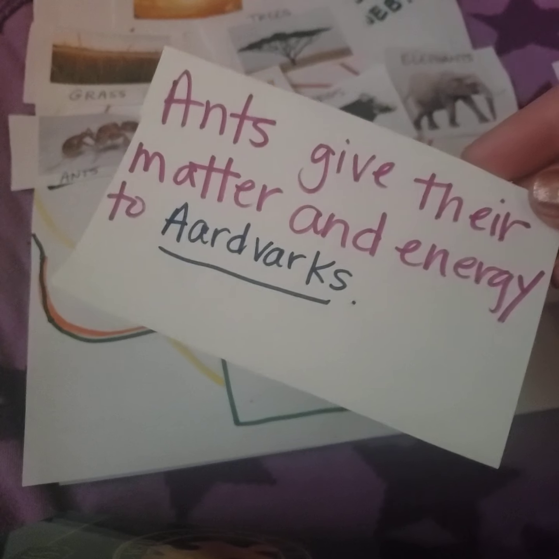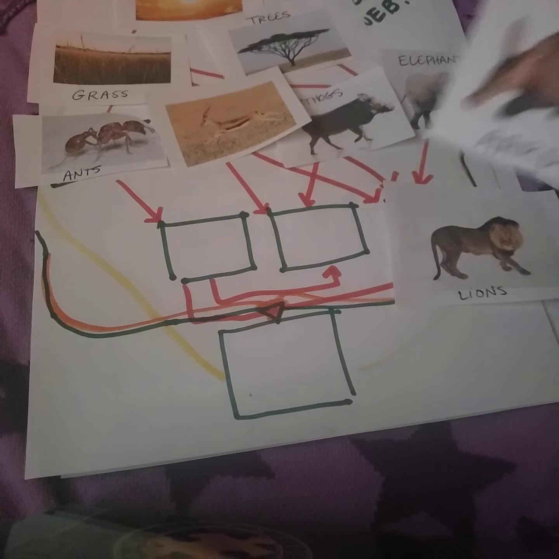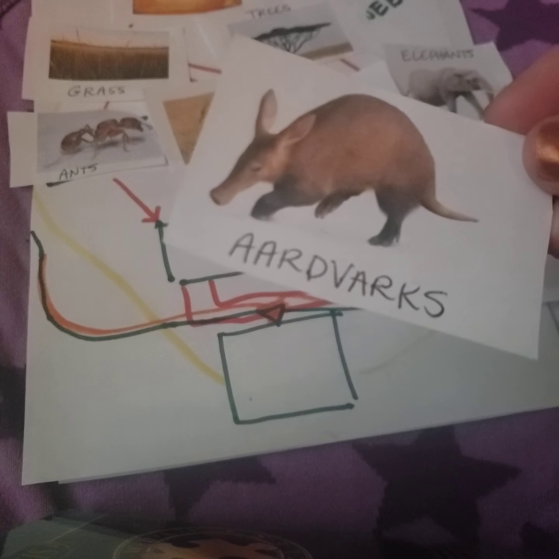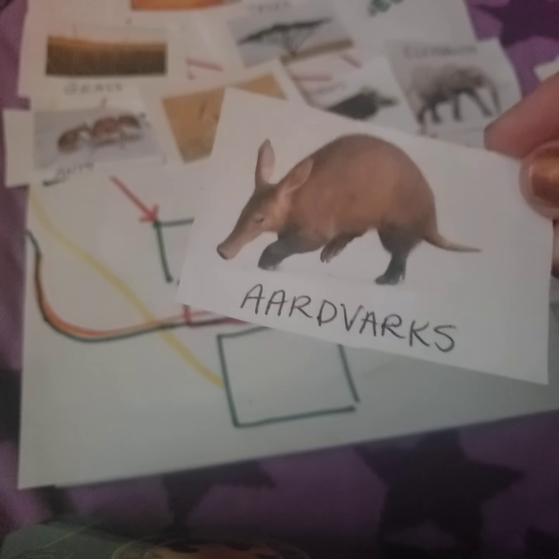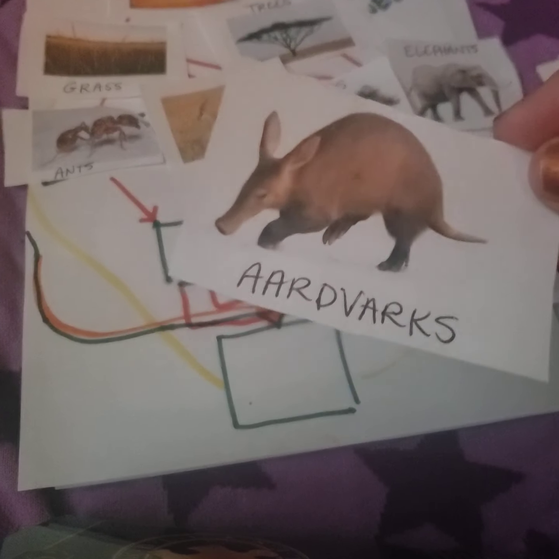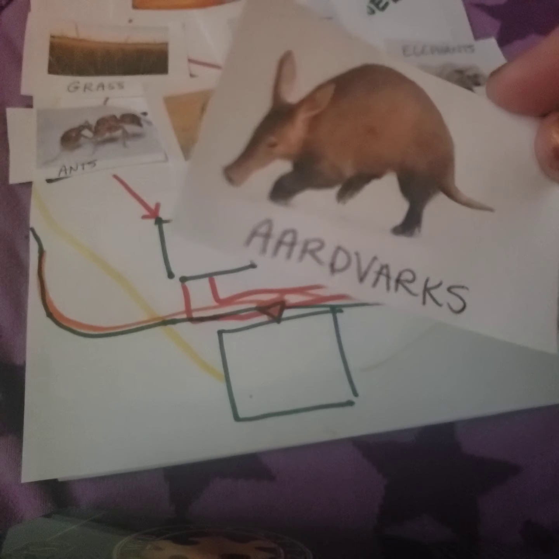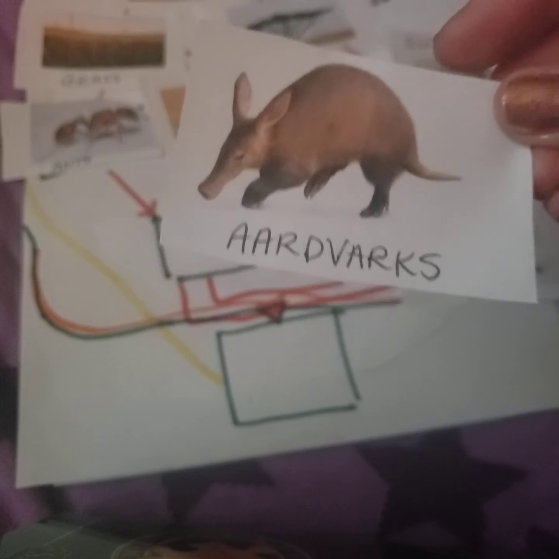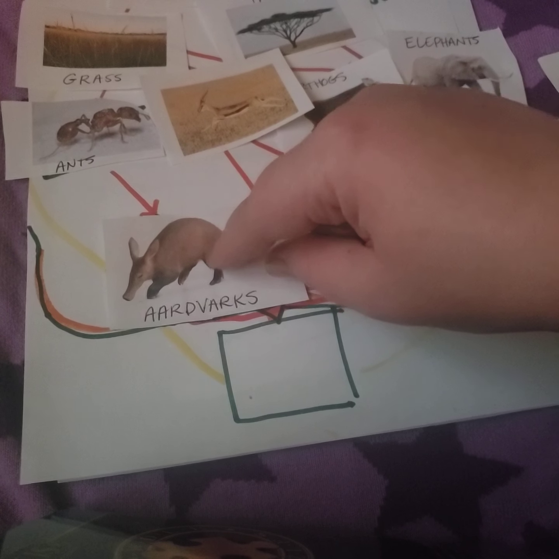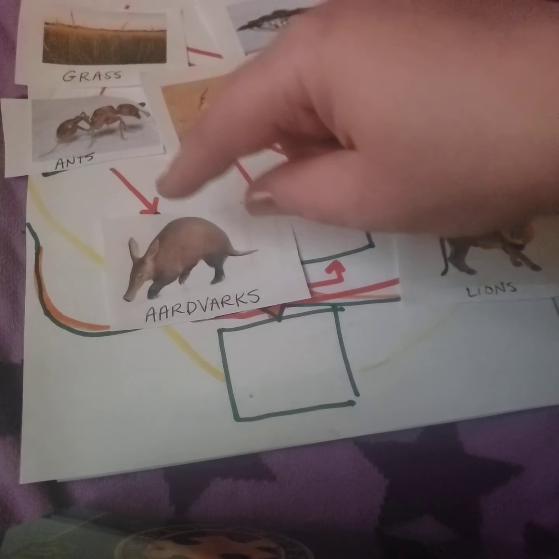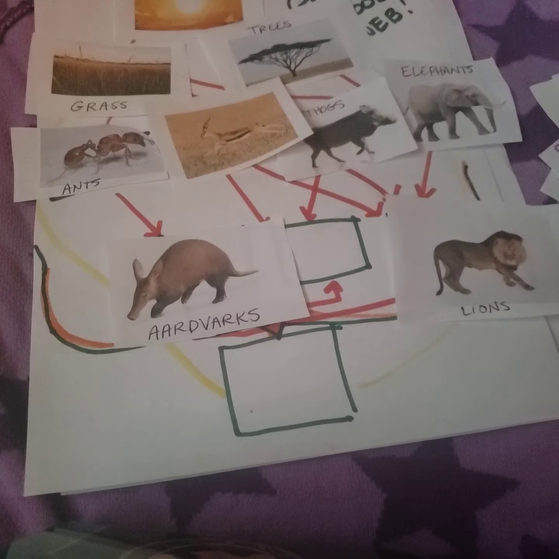Next up, the ants give their matter and energy to aardvarks. Have you ever seen an aardvark before? Aardvarks are African animals from the African grasslands. And if you haven't seen one in real life, once all of this crazy quarantine stuff is over, you and your family should take a trip up to the Cincinnati Zoo or the Nashville Zoo to see their aardvarks. Aardvarks are really, really cool to see in person. All right, so we're going to put this aardvark here. The ants give the energy. There's the arrow giving its energy to the aardvarks.